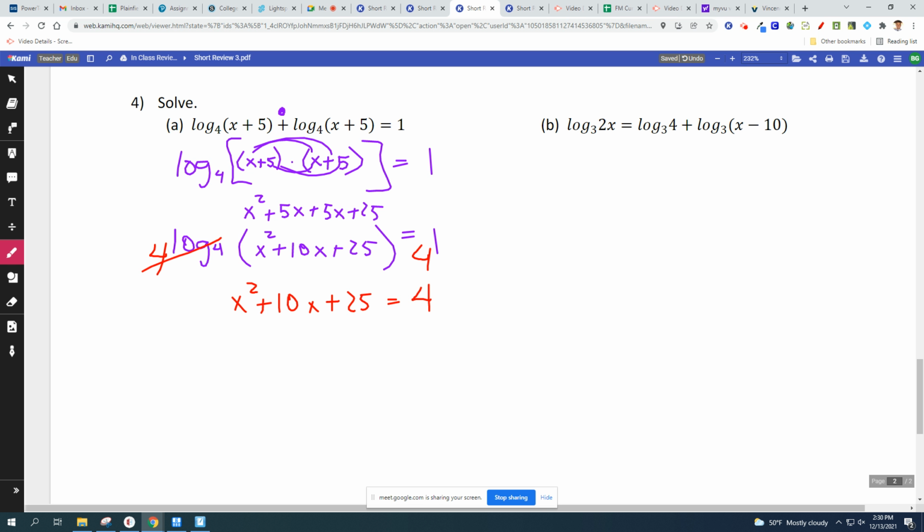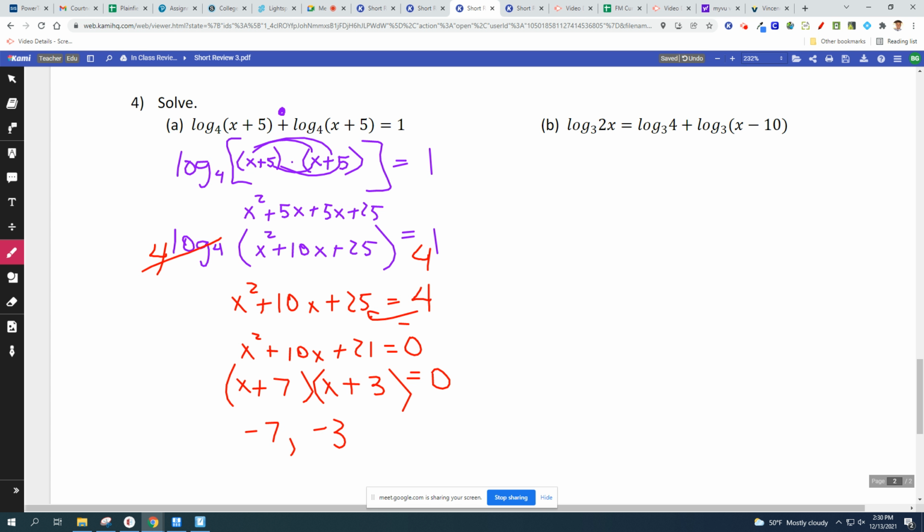Now I've got something that I've dealt with a lot. You want to subtract the 4, you're going to have x squared plus 10x plus 21 equals 0. You should be able to solve this equation either by factoring or quadratic formula. I think factoring will work nicely here. Two numbers will multiply to 21 and add up to 10, 7 and 3. So finding the zeros, we would have -7 and -3, okay?